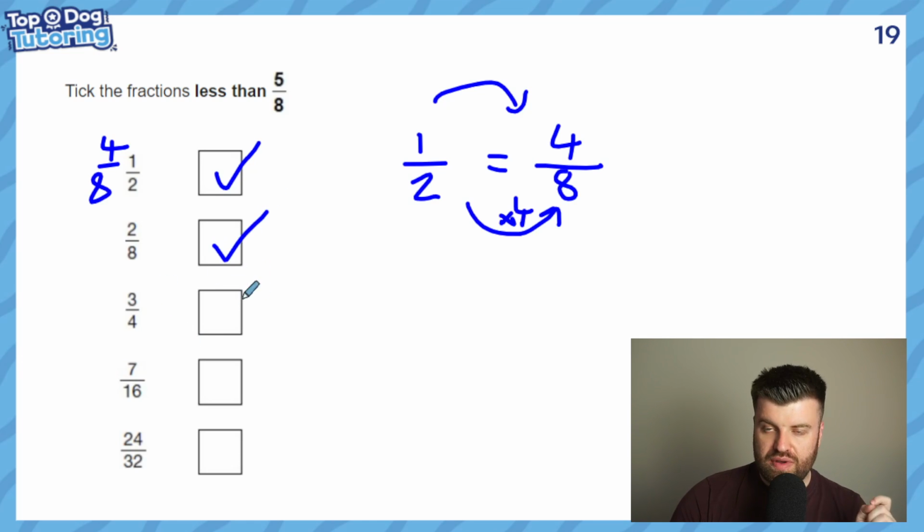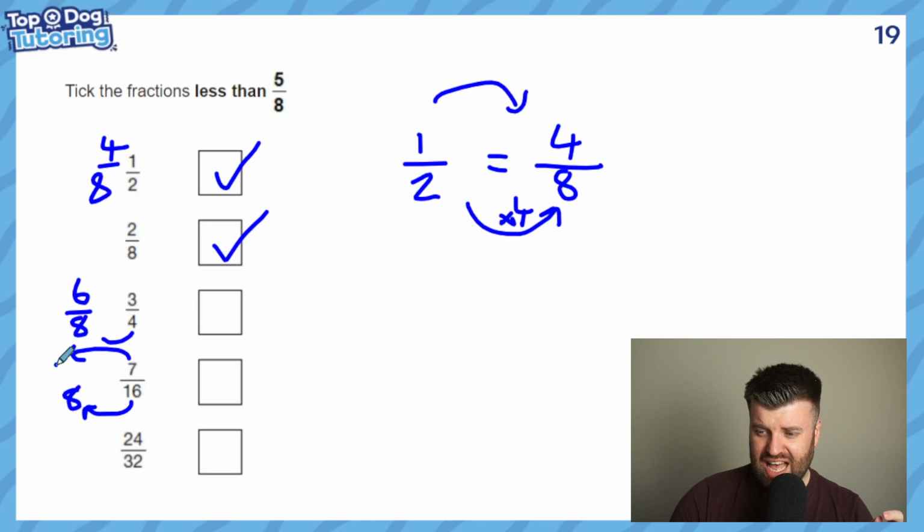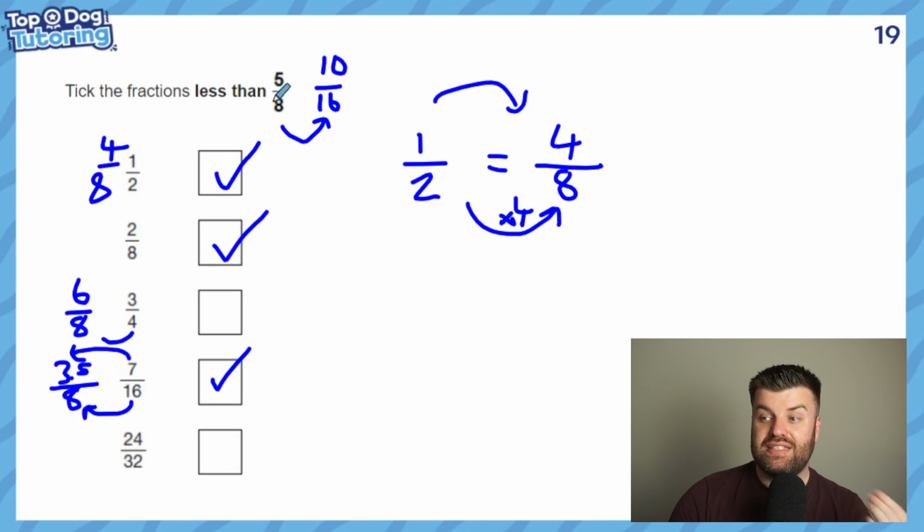3/4. Okay, let's change that into 8s. Multiply the bottom by 2. Do the same to the top. 6/8 is not less than 5/8. Here, 16ths. Now, I could halve it to get to 8s, but my problem here would be halving 7 is awkward. I get 3.5. I mean, look, you could know 3.5 over 8 is not a real fraction, but be able to tell that's obviously less than 5/8. Or another good way to do it could be to change 8s into 16ths at the top. Double the top, we get 10. So the question becomes, tick the fractions less than 10/16, which 7/16 obviously is.